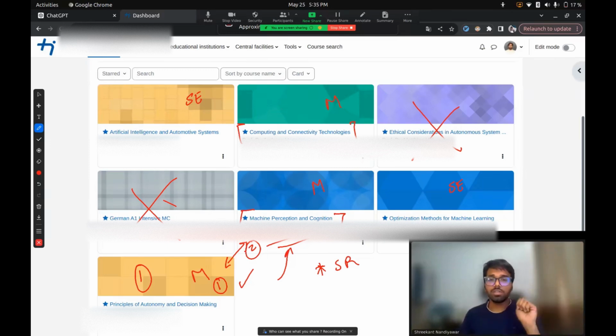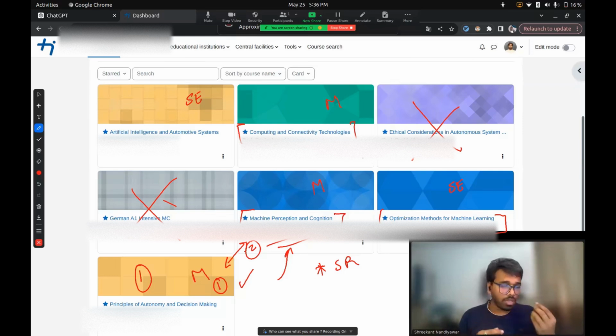Apart from this, the most difficult subject is this one, optimization methods for machine learning. It is difficult because somewhere I feel I also miss a link. Whenever you try to learn any subject, you need to know what's happening, what the main objective is, and what you are trying to achieve. In this subject, obviously, we are trying to optimize our machine learning.